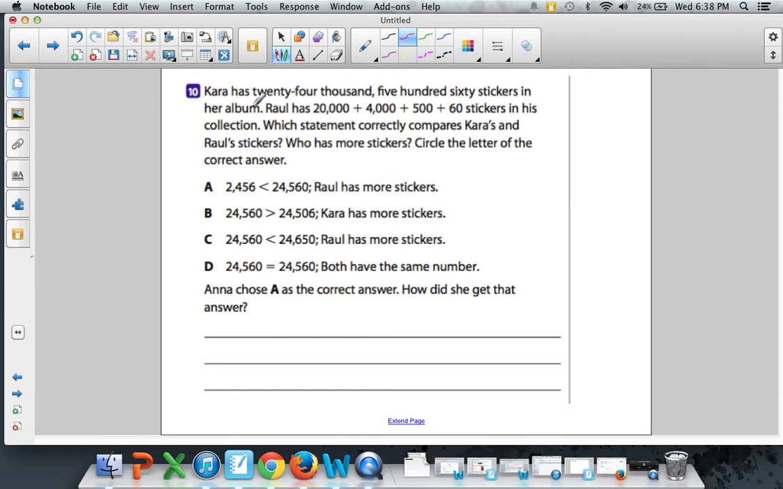All right, so it would help me, if I were a kid, if I wrote them both the same way. So Kara is 24, I'm reading the words and I'm figuring it out, 560. There you go. And Raul has 20,000 plus 4,000 plus 500 plus 60. You should notice something right away. A, B, C, or D. D. Because these numbers are the same.